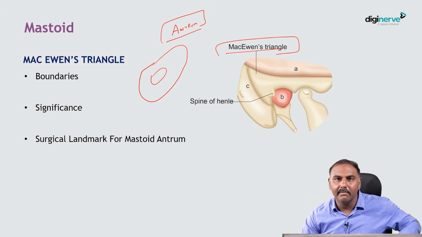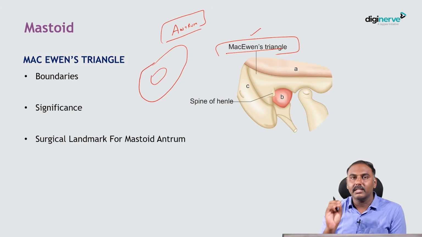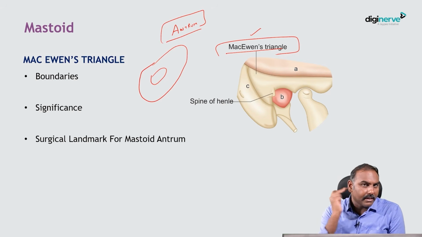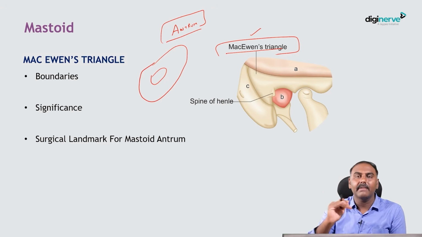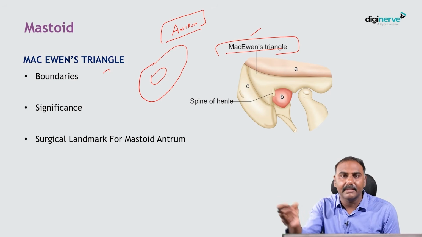Okay, the surgical landmark, the triangle is called McEwan's triangle, a very, very important MCQ. McEwan's triangle is the surgical landmark for approaching the mastoid antrum. That means if I am opening or drilling in this McEwan's triangle, I am into the mastoid antrum. Okay, so what are the boundaries of McEwan's triangle? A very important MCQ: which of the following are boundaries of McEwan's triangle except?